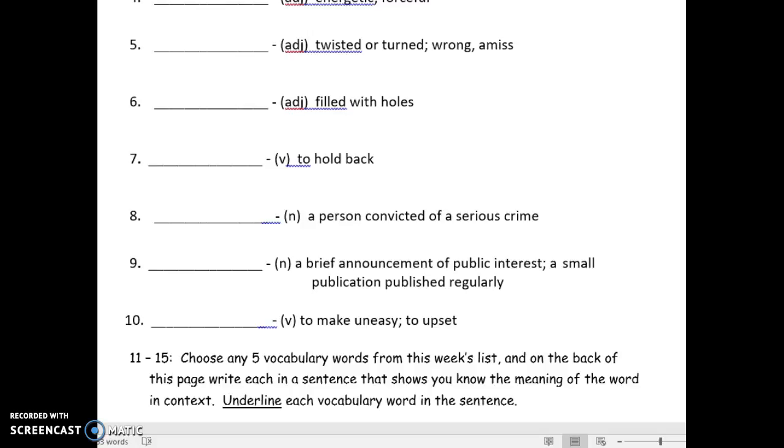Number 9 is a noun. It's a brief announcement of public interest, a small publication that's published regularly. Number 10 is a verb. It means to make uneasy or to upset.